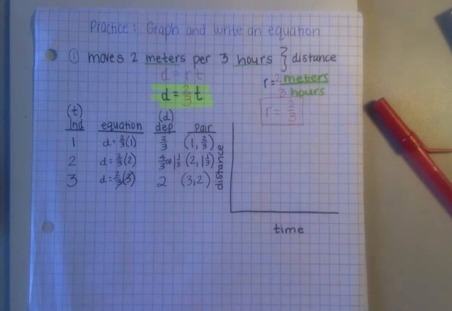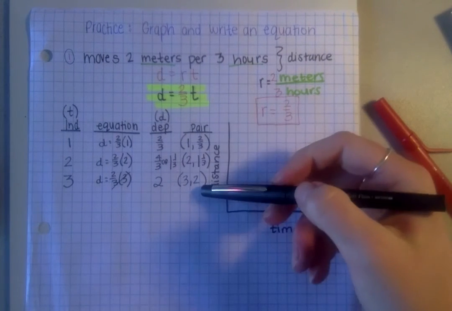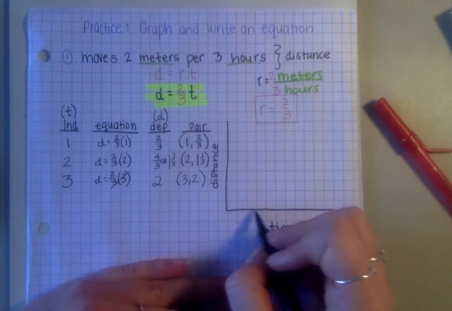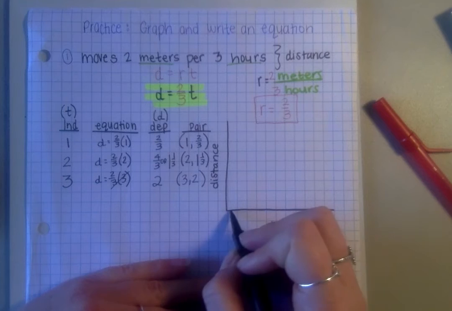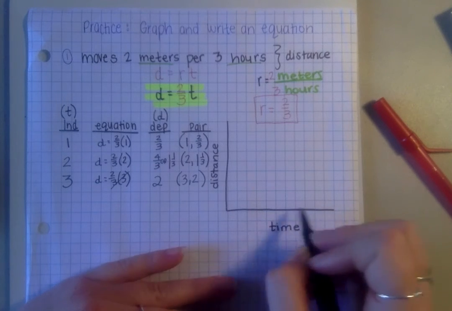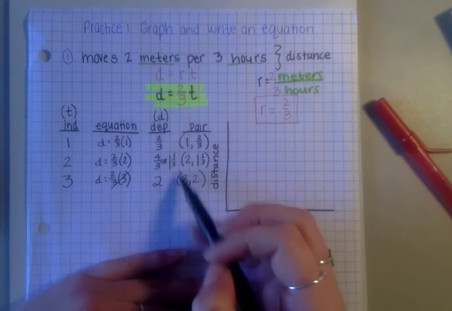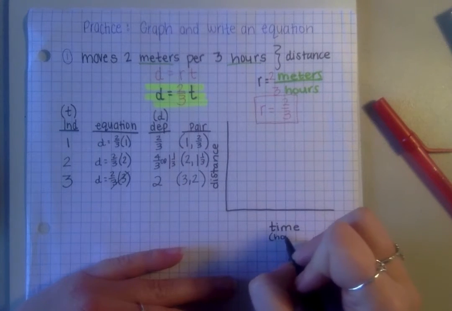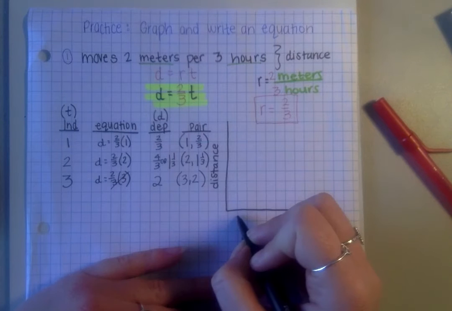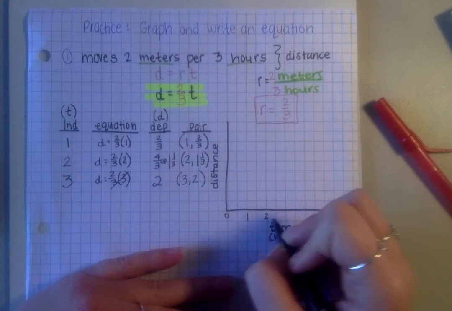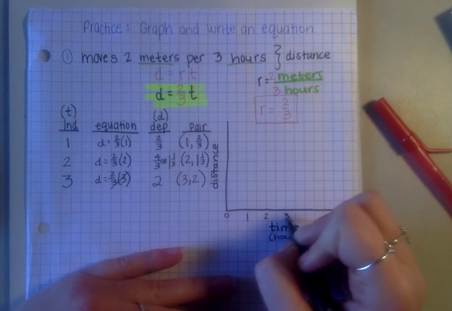And so we can go ahead and graph. So my ordered pairs, I have 1, 2/3. Well, let's kind of go here and add this first. So I only have 1, 2, 3 hours that I'm showing. So my time is in hours. And so I'm just going to skip a line and do 1. So there's 0, 1 hour, 2 hours, skip 1, 3 hours.